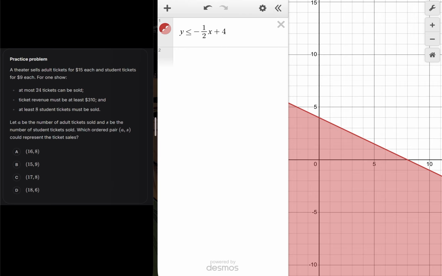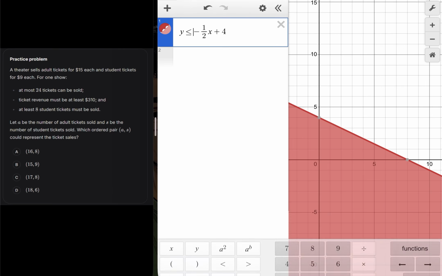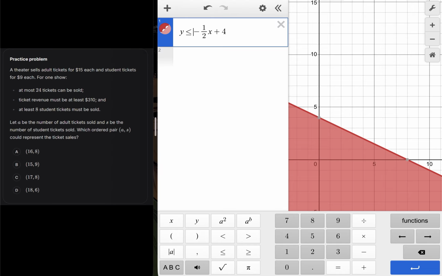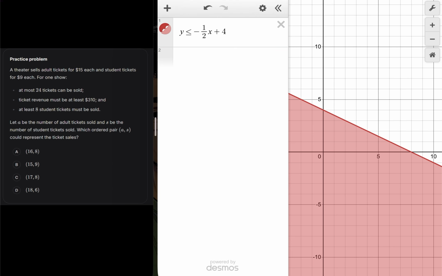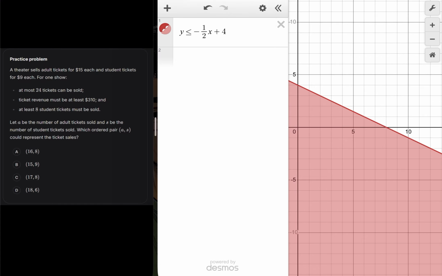Desmos shades below the line in this case, and the boundary is solid because equality is allowed. It's a less than or equal to sign. So any point that lies on this line itself is also a solution to this inequality, or fits this inequality.